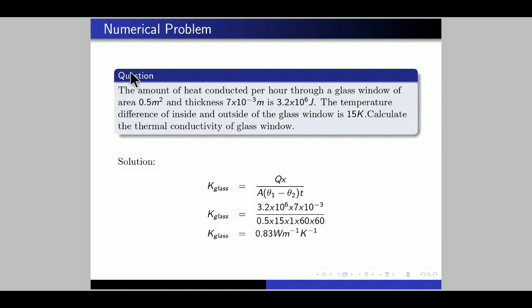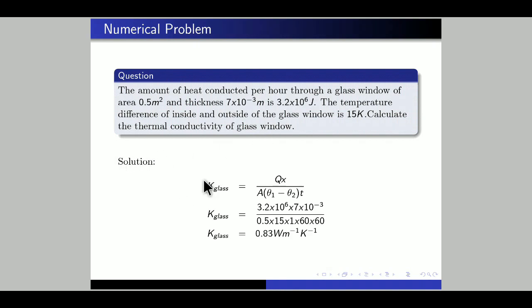To understand better, we now see a numerical problem on thermal conductivity of a solid. The question is, the amount of heat conducted per hour through a glass window of area 0.5 meter square and thickness 7 millimeter is 3.2 times 10 power 6 joule. The temperature difference of inside and outside of the glass window is 15 Kelvin. Calculate the thermal conductivity of the glass window.